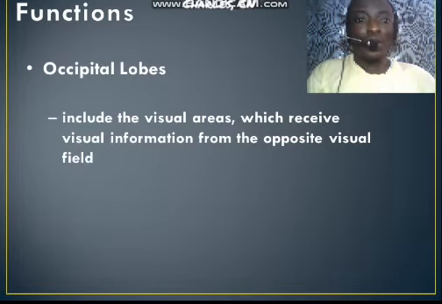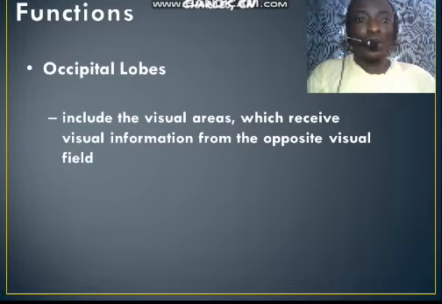Okay, good. Now, we say this occipital lobe includes the visual areas which receive visual information, stimulus, from the opposite visual field. If this is the right occipital lobe, it receives sensory information from the left visual field, the left eye. Every visual information coming to your right eye is received by the left occipital lobe. Every visual stimulus coming to the left eye is received by the right occipital lobe. Okay, that's how it works.